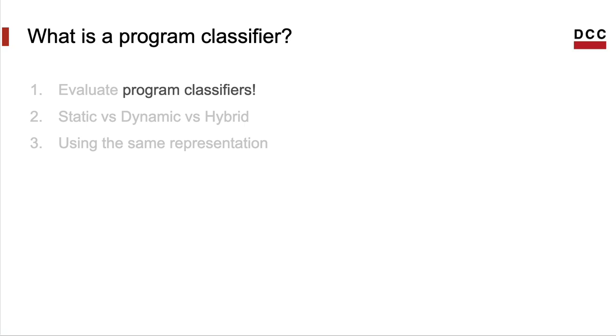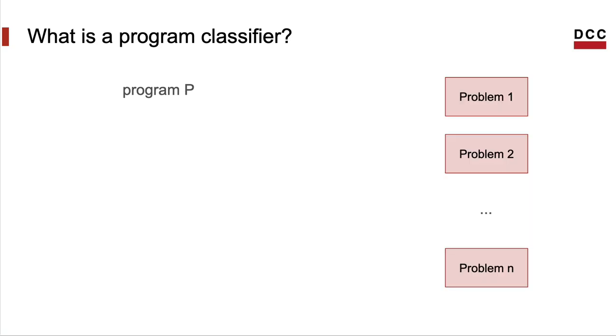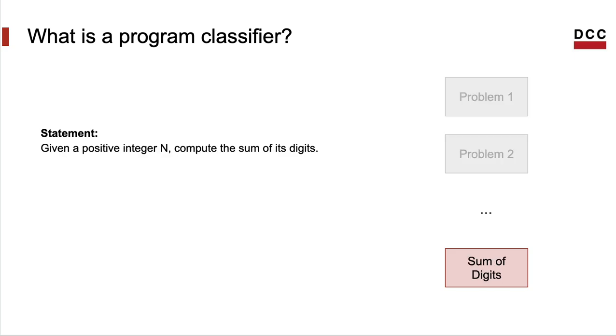So let's understand what a program classifier is. Given a program P, the job of the classifier is to determine which problem P solves. In other words, which task is meant to be solved by the implementation of P. And in this sense, we can train the classifier showing to it several solutions to several different problems, pretty much like we train image classifiers. In this paper, we use programming marathon problems to evaluate the classifiers.